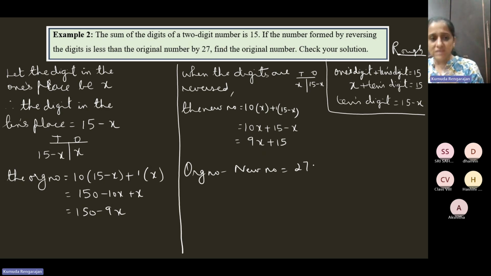The new number is less than the original number, so the original number is greater. So original number minus the new number is equal to 27. The original number is 150 minus 9x, minus the new number, 9x plus 15, is equal to 27. Please watch the videos.